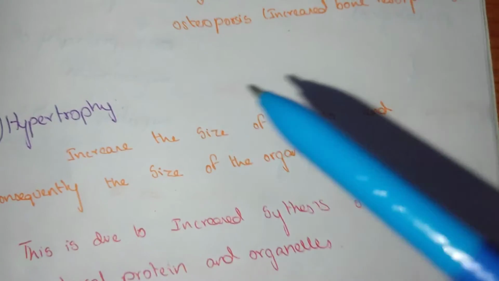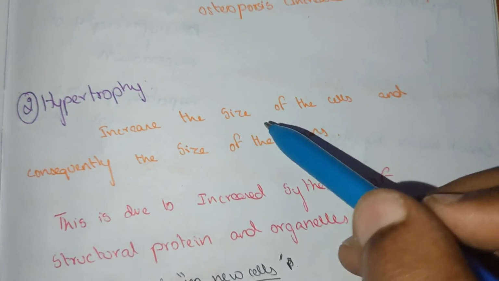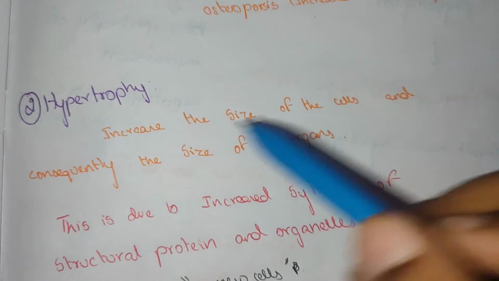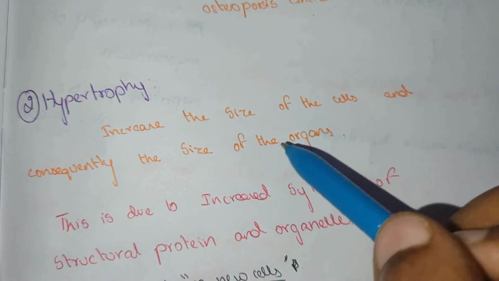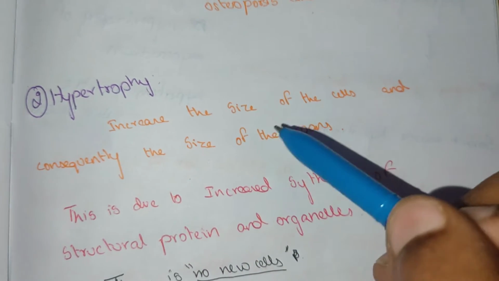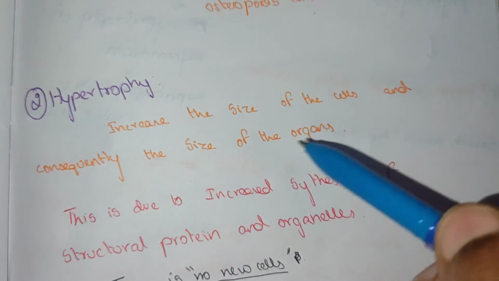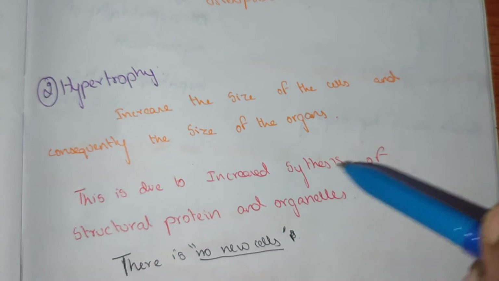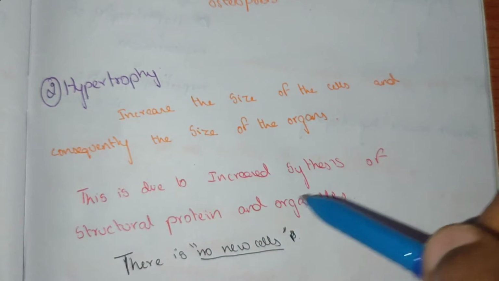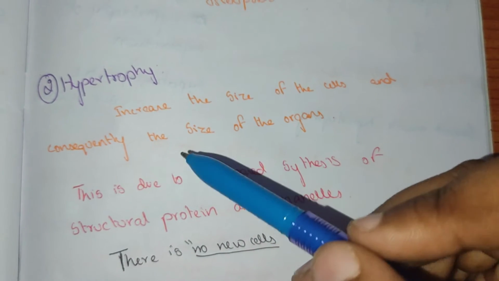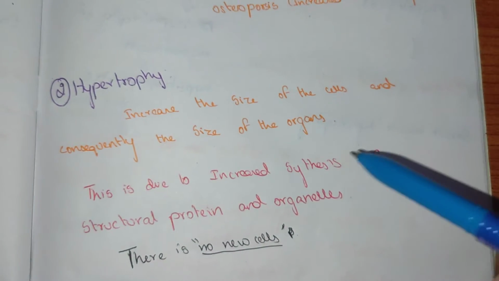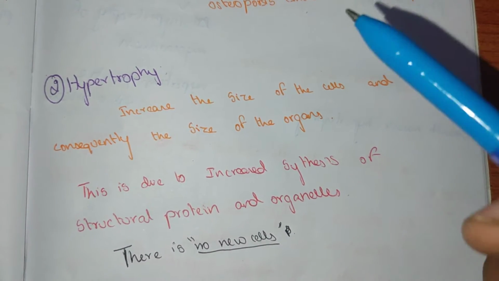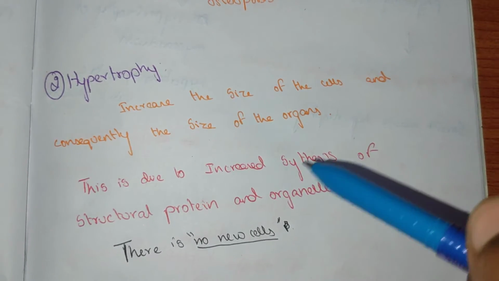Second one, hypertrophy: increase in the size of the cell and consequently the size of the organ. Both the size of the cell as well as the size of the organ increase. This is due to increased synthesis of structural proteins present in the cell and of organelles.